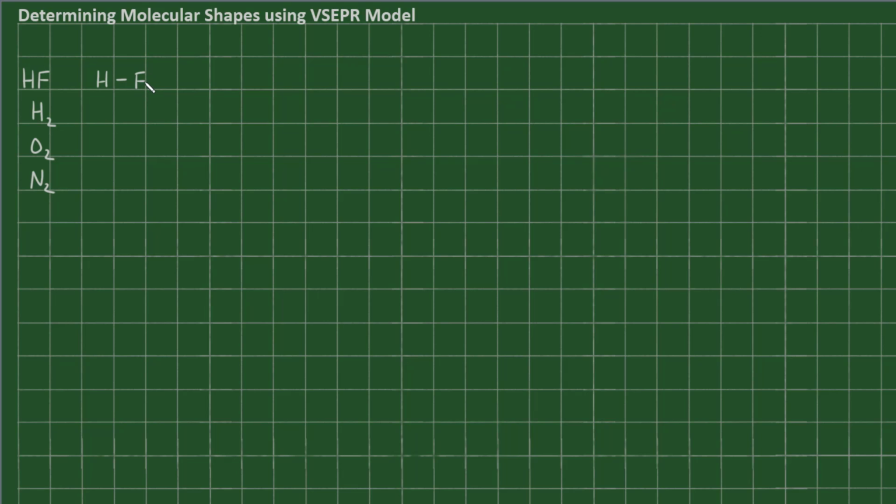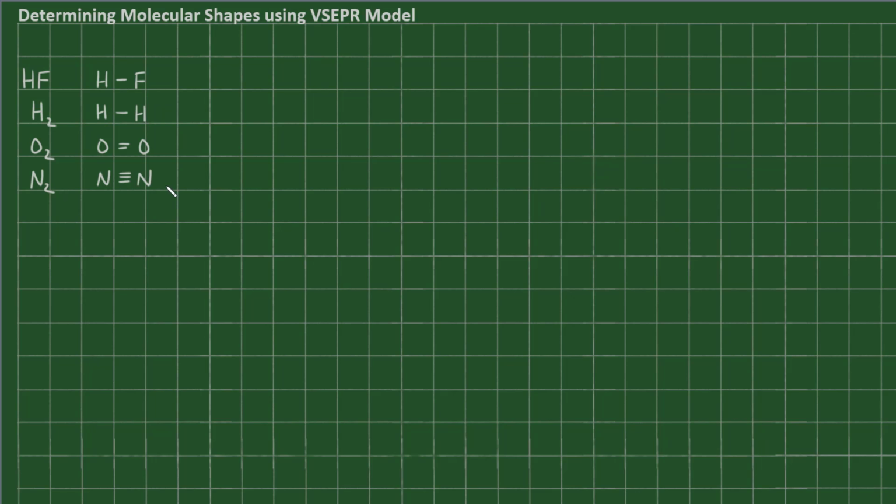In case of molecular hydrogen, we have H, a single bond, and another H. In case of molecular oxygen, we have oxygen, double bond, and the second oxygen. And finally, for molecular nitrogen, we have a nitrogen, triple bond, and then the second nitrogen.